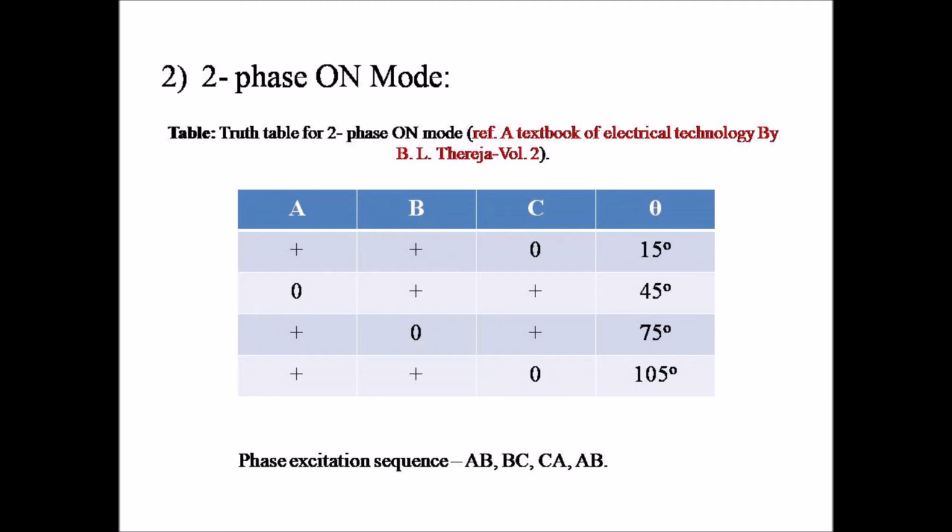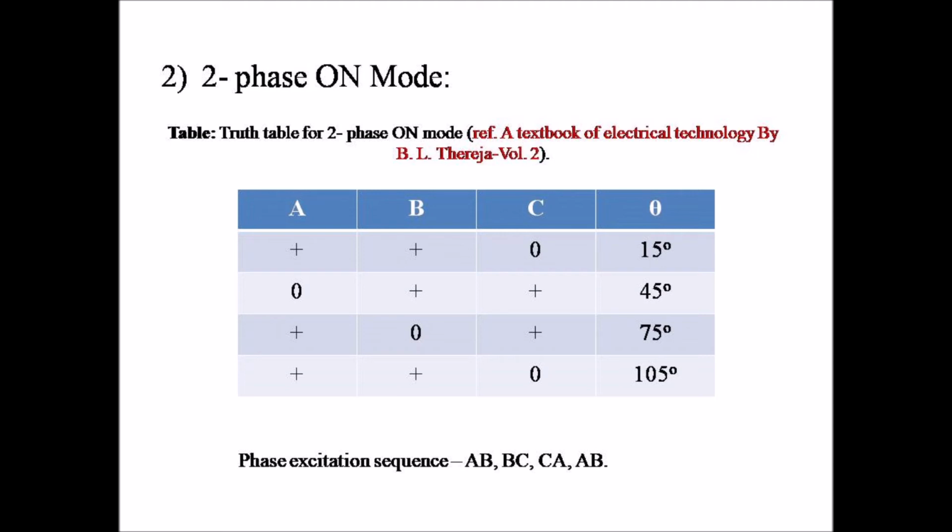Now, if phase B and C are energized simultaneously, the rotor rotates in clockwise direction by 30 degrees, such that the rotor teeth 1 makes an angle of 45 degrees with the stator teeth 1. Now energizing phase C and A further moves the rotor by an angle of 30 degrees in clockwise direction, such that the rotor teeth 1 makes an angle of 75 degrees with stator teeth 1.